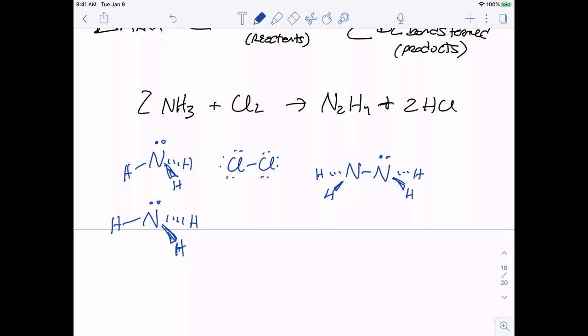And then I just put the hydrogens on symmetrically. I would know that the nitrogens have to go in the middle, and then I have 4 hydrogens. I would do 2 on each. And then HCl is just a single bond between hydrogen and chlorine. And I have 2 of them, so I'm going to draw 2 of them.